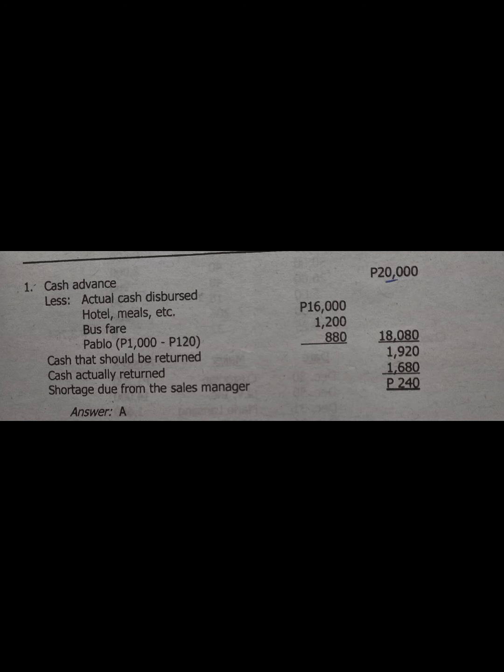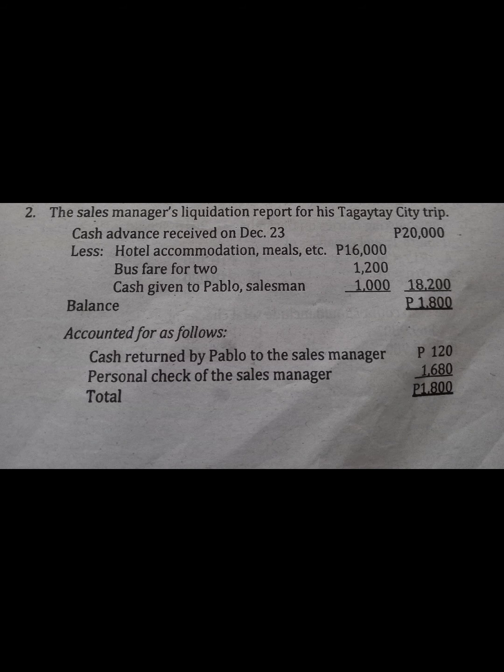In answering number 1, since this is a trip, there must be a cash advance for the trip of the sales manager amounting to 20,000 pesos, less the expenses or the disbursement. There is the actual cash disbursement: hotel, meals, etc., bus fare, Pablo of 880 pesos. Why did this become 880? Since the cash given to Pablo, salesman, is 1,000 pesos, but the additional information says that cash returned by Pablo to the sales manager is 120 pesos. So there is money left, 120 pesos from 1,000 pesos. It means that the whole amount of 1,000 is not totally expensed because there is still 120 pesos left. So we need to deduct to know how much is the actual disbursement from this 1,000 pesos.